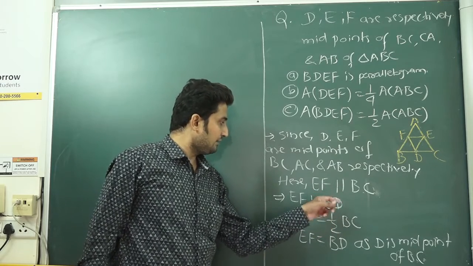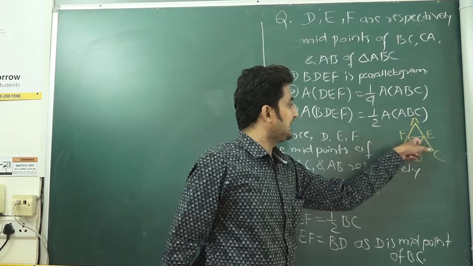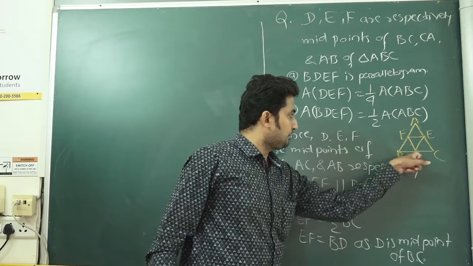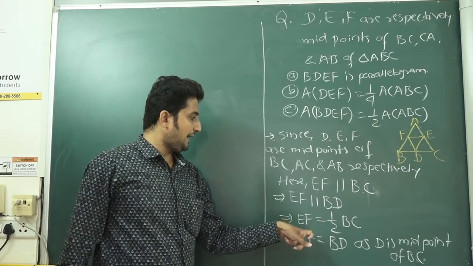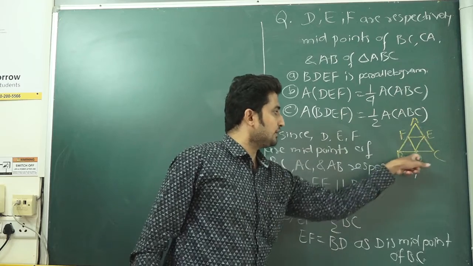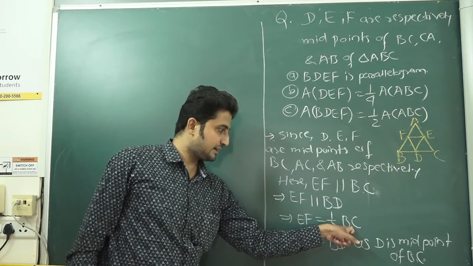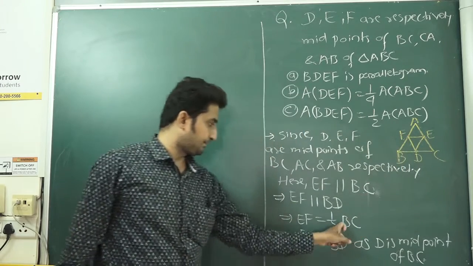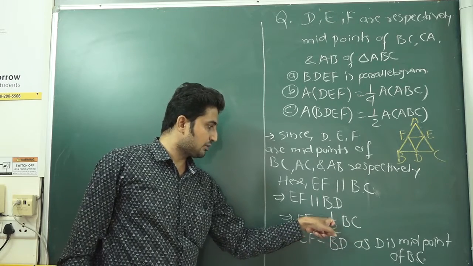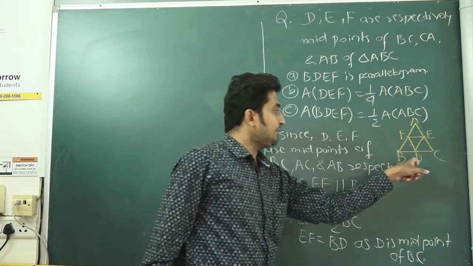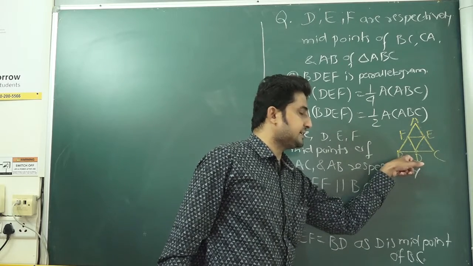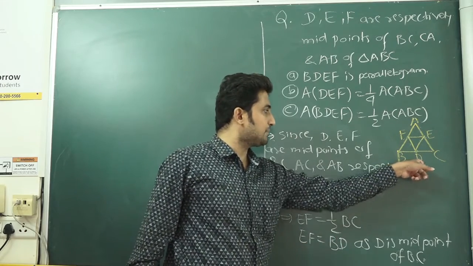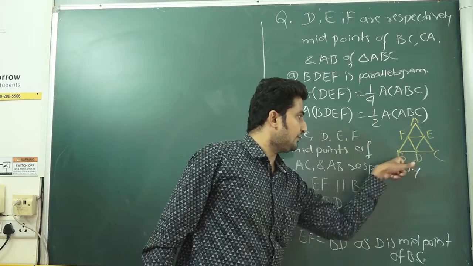So here what we have? We say that EF is parallel to BC, right? EF is parallel to BD also, and EF is equal to what? Exactly half of BC. Why do we say that? Because this EF is exactly half the length of this BC. That's why we are putting EF is equal to 1 by 2 BC. But if you find half of this BC, it will give you BD. Why? Because D is the exact midpoint of BC. That's why half of BC is equal to BD.